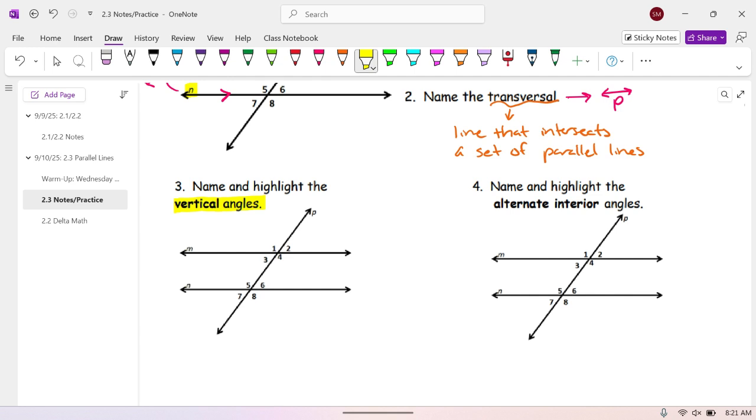Can someone name me one pair of vertical angles? 2 and 3. All right. So with one of your colors, 2 and 3. That's one set of vertical angles. Someone else, name me another pair. 1 and 4. So with a different color, 1 and 4. Someone else. Bradley: 5 and 8. And there's one more. What is it? 6, 7.